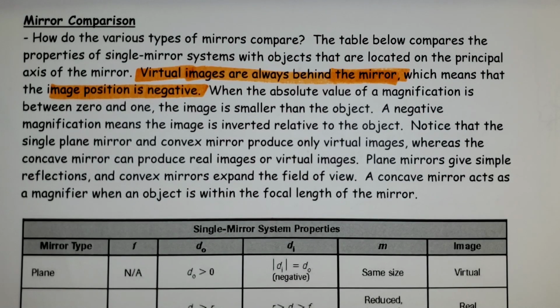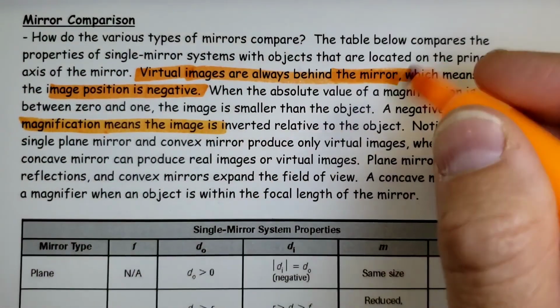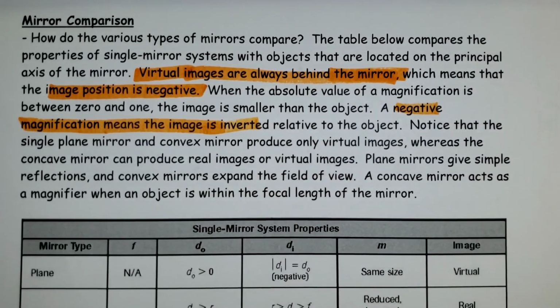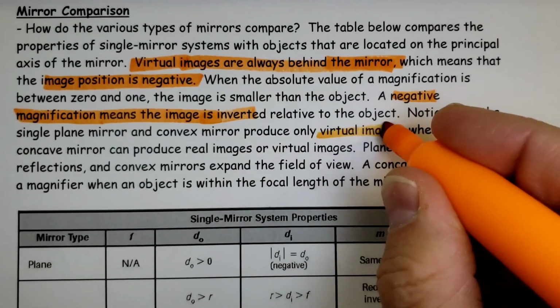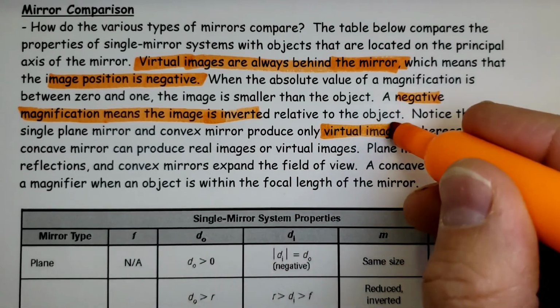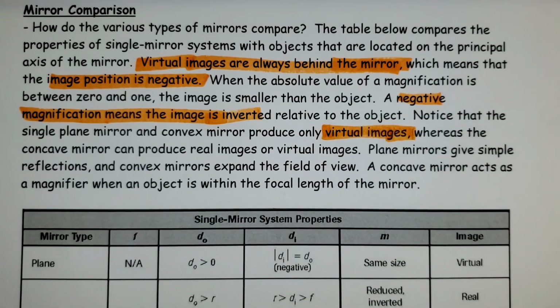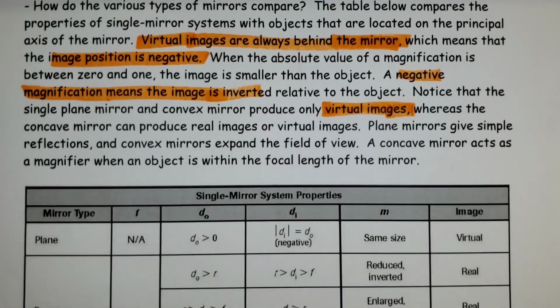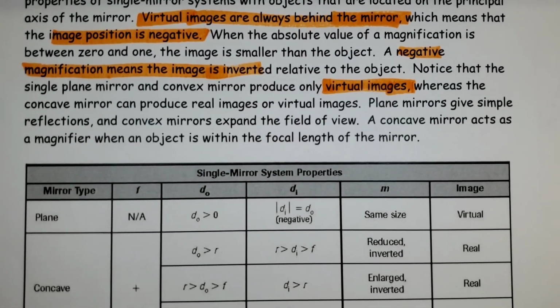When the absolute value of magnification is between 0 and 1, the image is smaller. A negative magnification means the image is inverted relative to the object. Notice that the single plane mirror and convex mirror produce only virtual images. So that's interesting. A plane mirror, such as what's in your bathroom, or the convex mirror, only produces virtual images, whereas the concave, depending upon where the object is located, can be real or virtual.